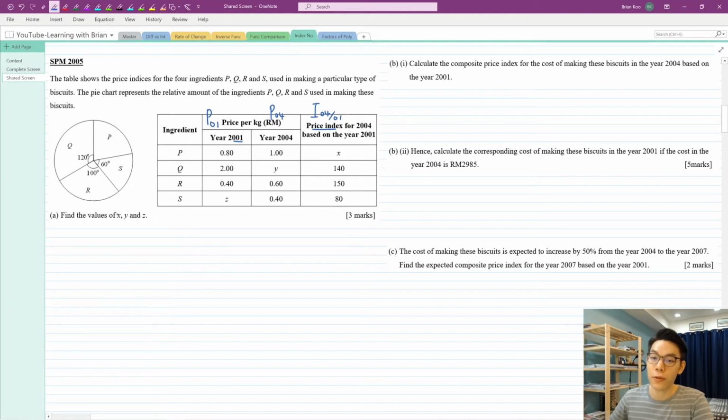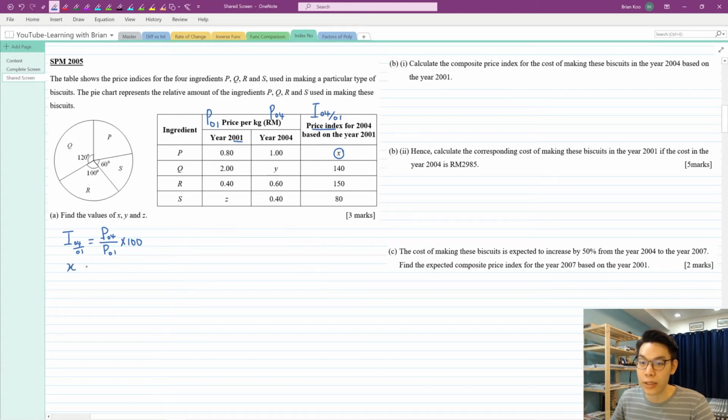We go straight into part A, 3 marks. Find the values for X, Y, and Z. X is right here. So far, the information that I have that I think I can use would be on the price up. We know that the index of 04 based on year 2001 equals the price of 04 over the price of year 2001 times 100. So that's how I think we can find out our X, Y, and Z. So let's do the first one first.